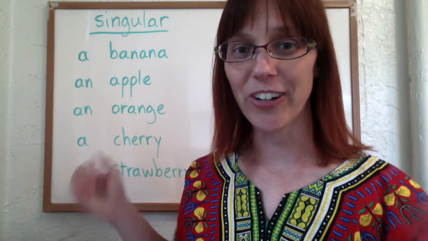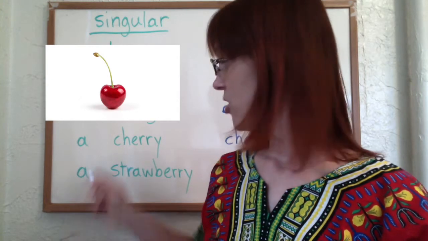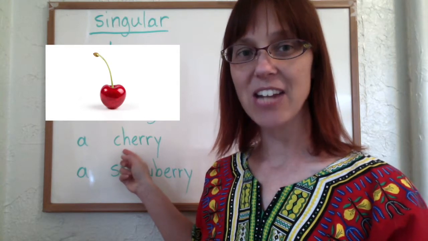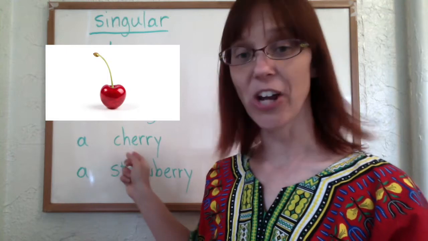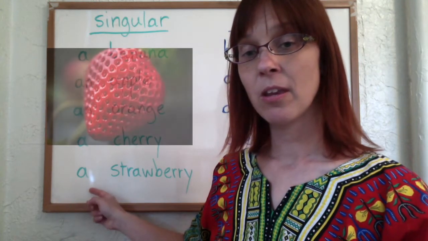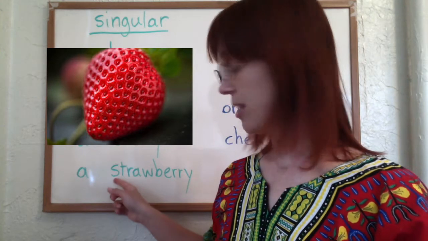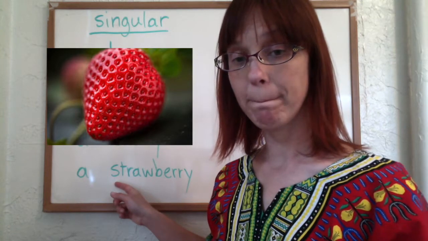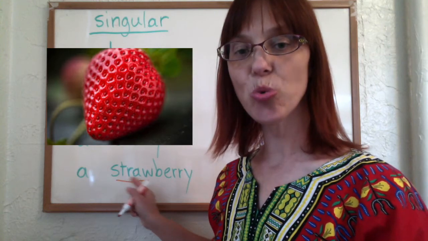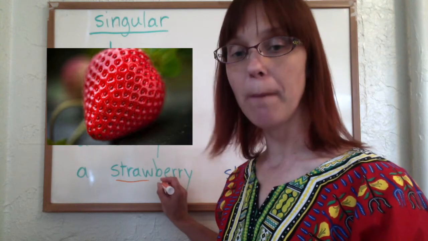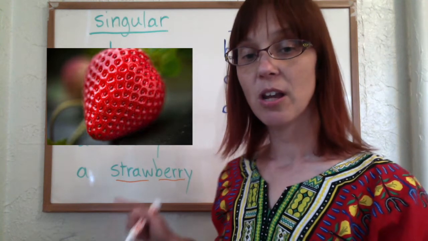I don't have a cherry. A cherry. Cherry is with CH. CH sounds like ch. Cherry. A strawberry. That's with S, straw, S-T-R-A-W. A-W sounds like aw, straw, and then B, berry. Strawberry.